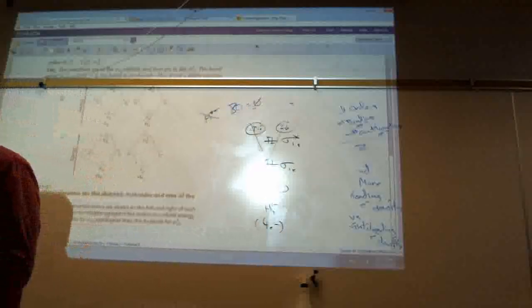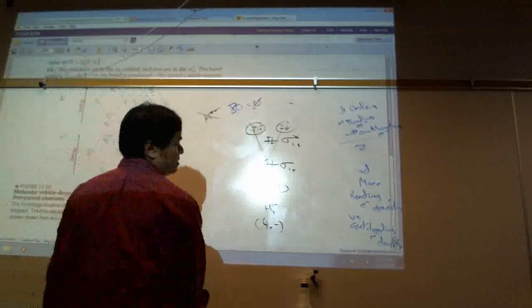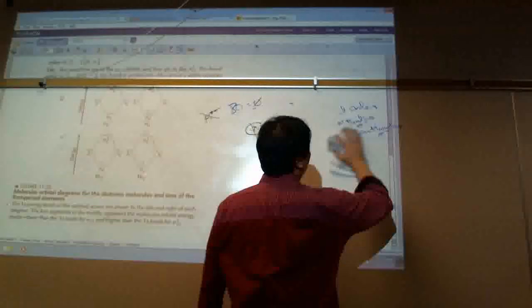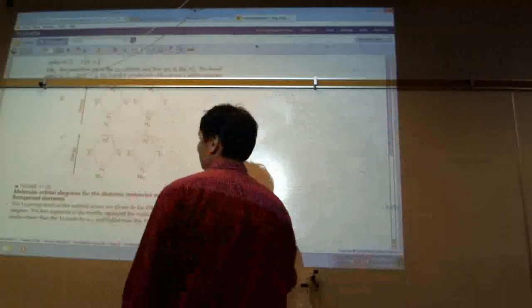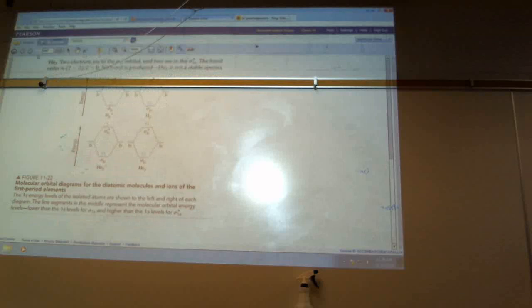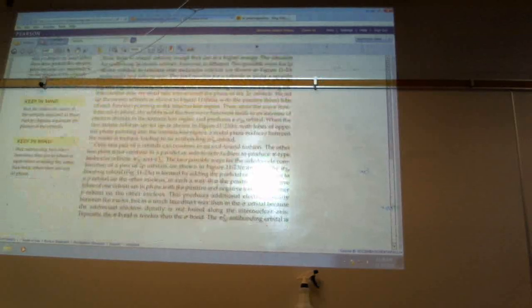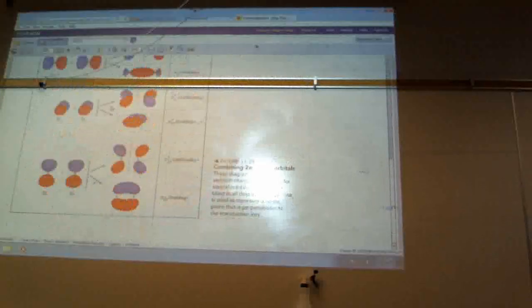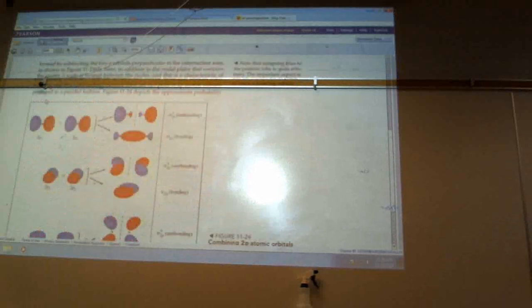So why would oxygen fail on the other one? It's just because it's not accurate. Oxygen failed valence bond because valence bond is not 100% accurate. All right, now that's the first period. Let's go to the second period. This sigma star 1s is higher energy than sigma 1s.